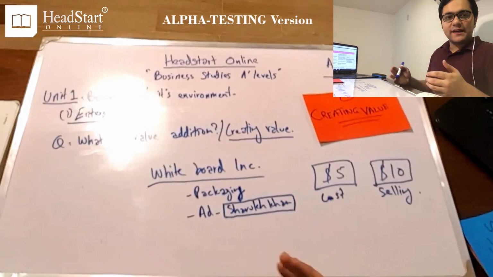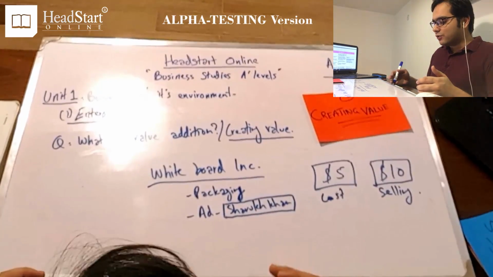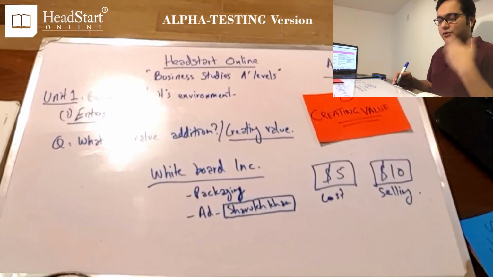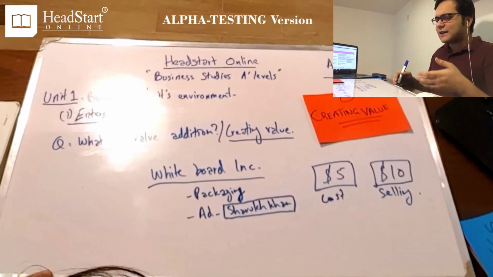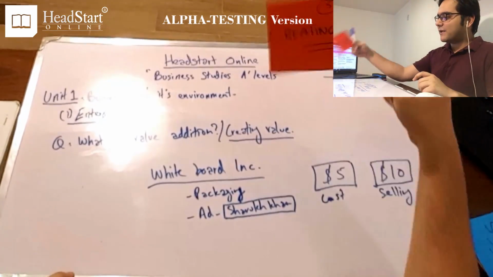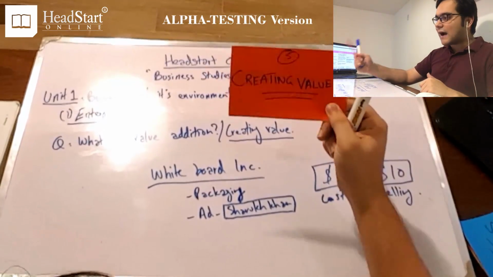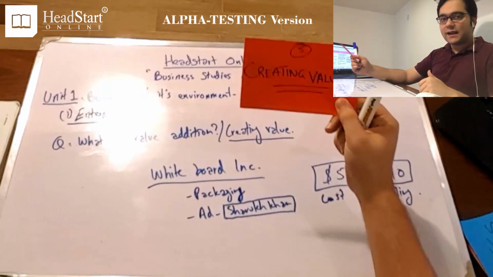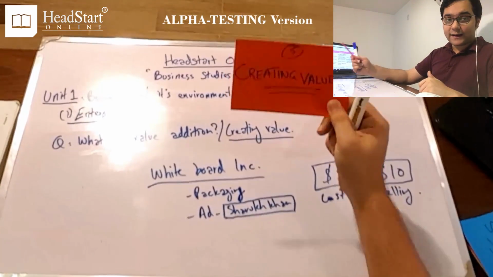You can think of as many examples as you want. We can do a billion examples right now, how restaurants do it, how manufacturers do it, how people giving services do it. But this element of creating value is the backbone of any business, that you need to be able to sell at a higher price than you create.